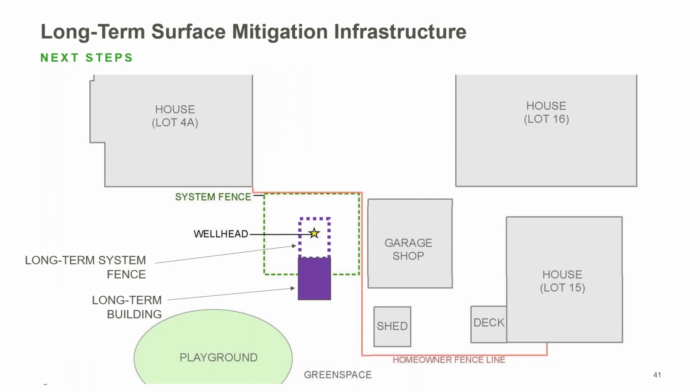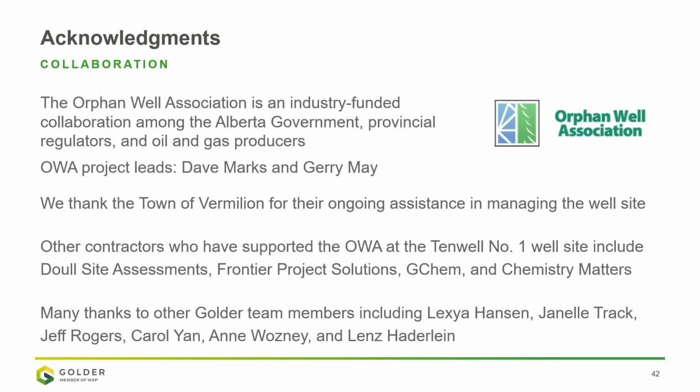And this slide shows the smaller footprint. So the green dashed line is the current system fence, and the purple will be the new system fence, so a much smaller footprint. And then the long-term building there is the purple box. This smaller footprint will be in the corner of the green space, looking basically like a small municipal building with a fence around the wellhead.